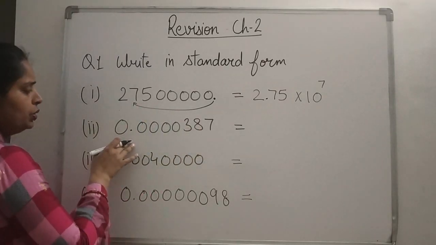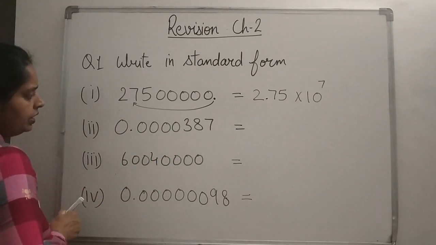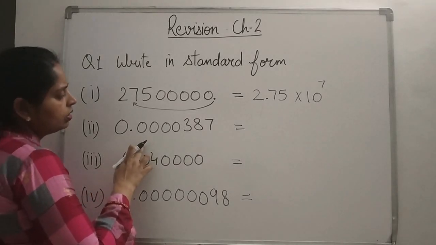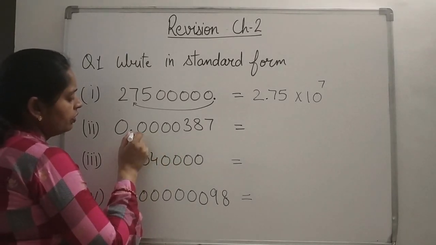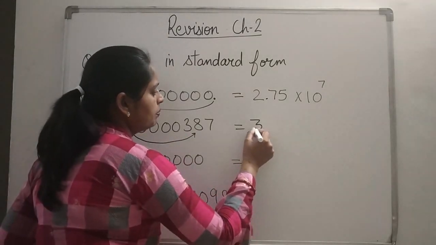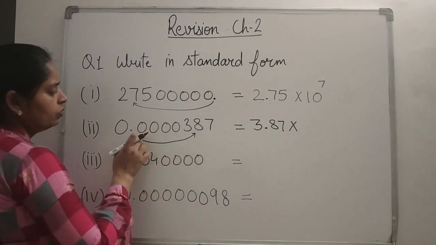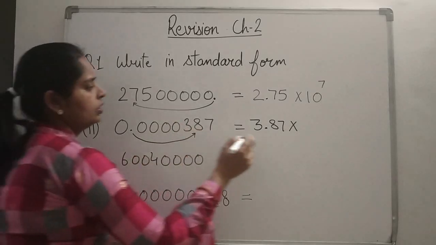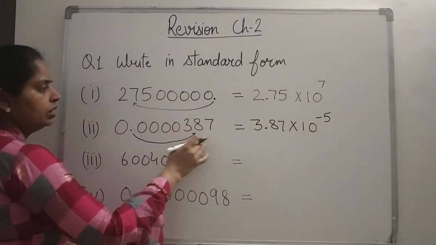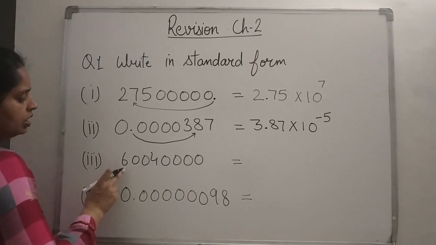0.0000387. You can see so many decimal places we are having, so it is a very small number, and again we have to move the decimal place such that before the decimal only one non-zero digit should be there. So we have to move the decimal place from here to here. So your answer will be 3.87 multiplied by, how many movements have we done? 1, 2, 3, 4, 5. So 10 to the power minus 5, because it is a very small number, so your power will go to a negative sign. Again see the next question.